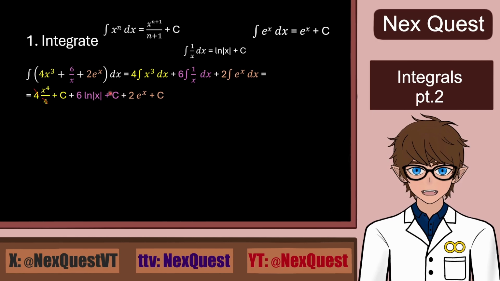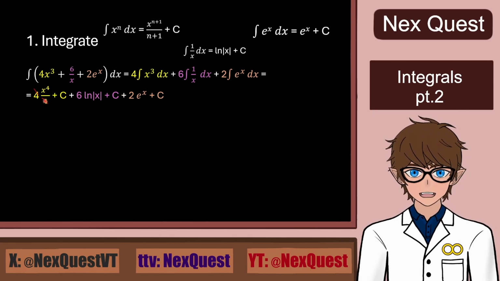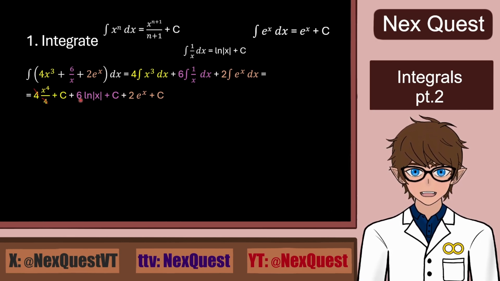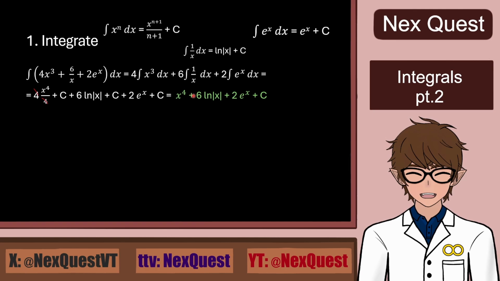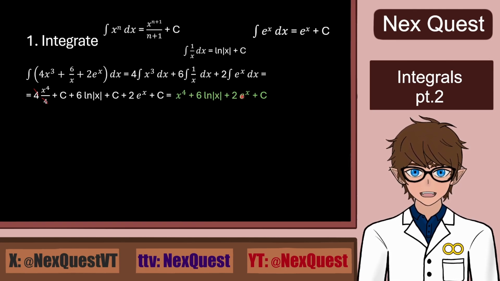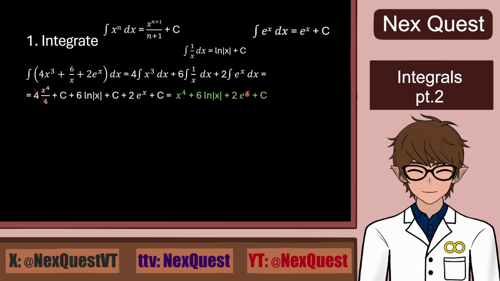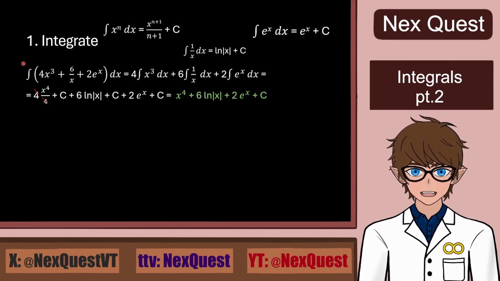But yes, now we just simplify stuff further. 4 gets cancelled out by 4, and we're left with x to the power of 4 plus 6 natural logarithm of absolute value of x plus 2 times e to the power of x plus C as our result to this integration. Fancy, right? Exactly.